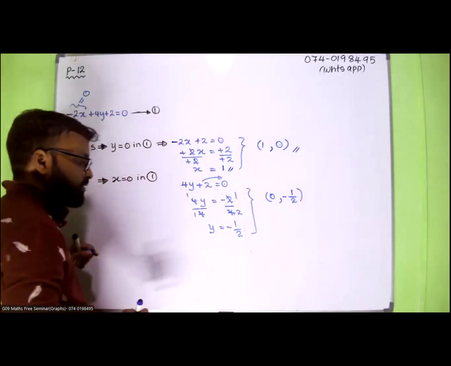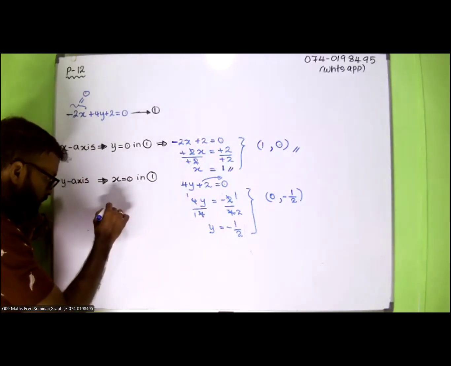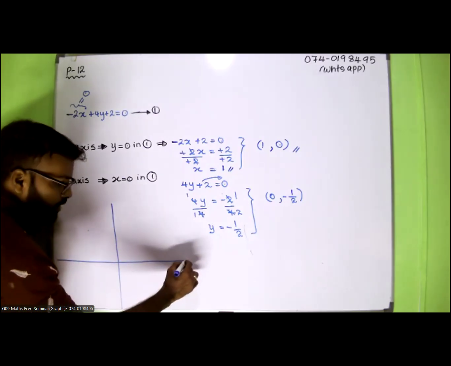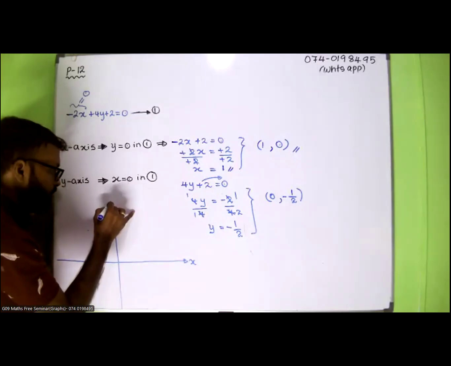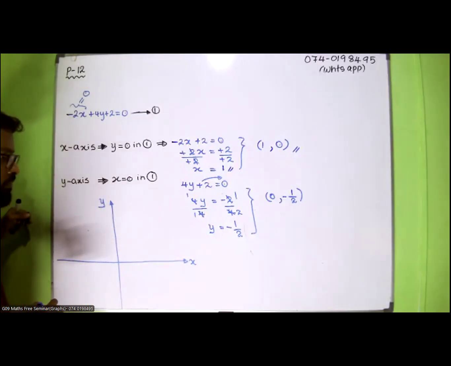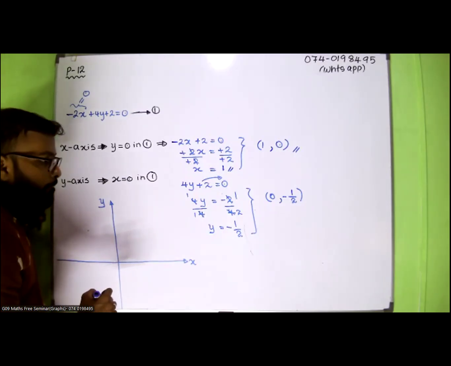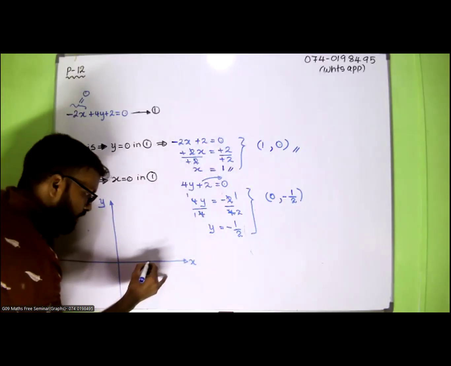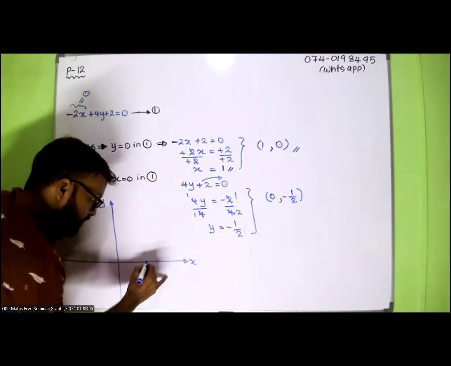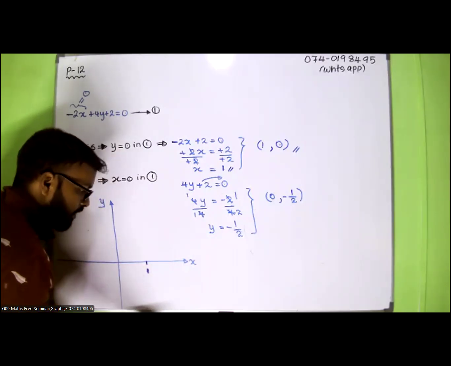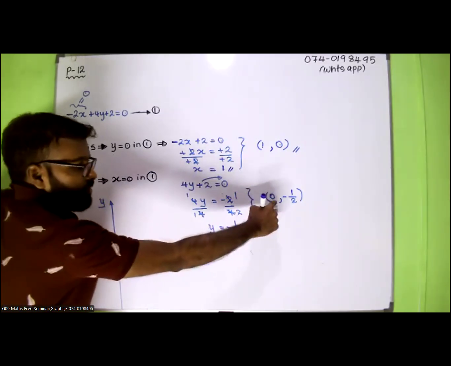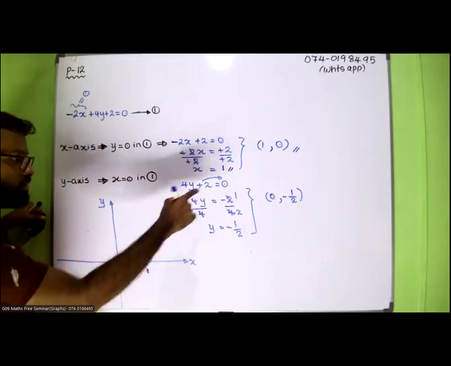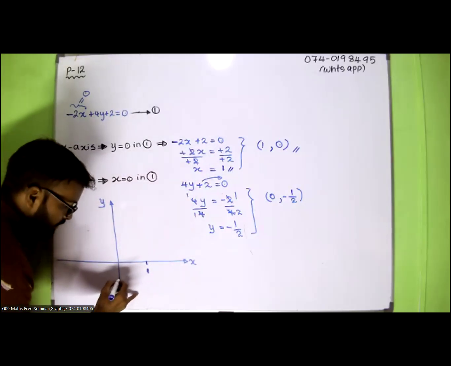So you are going to plot this. I will draw the y-axis and the x-axis. First, 1 comma 0 on the x-axis. Somewhere around here, this is x equals 1. Then the next one, 0 comma minus half, which is on the y-axis, so minus of this.